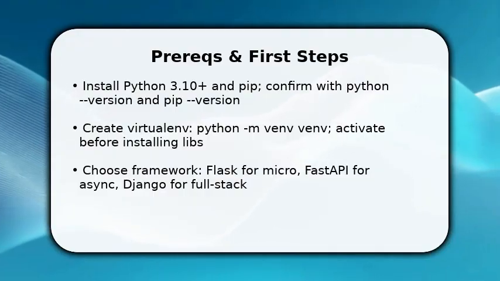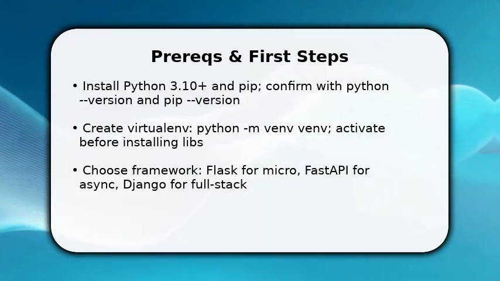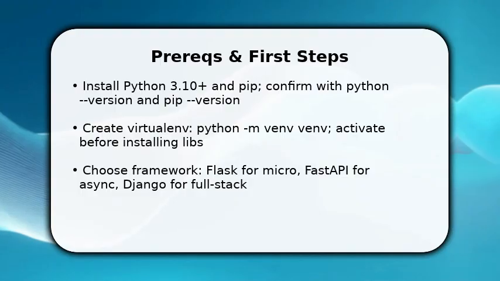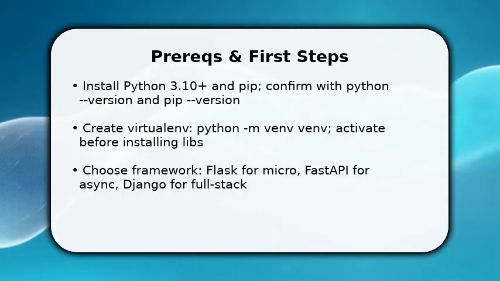You start by preparing a clean environment so dependencies don't collide. Install Python 3.10 or later and verify versions, then create and activate a virtual env. Once done, pick a framework that matches your needs. Flask for minimal APIs, FastAPI for async performance, or Django for batteries-included projects.